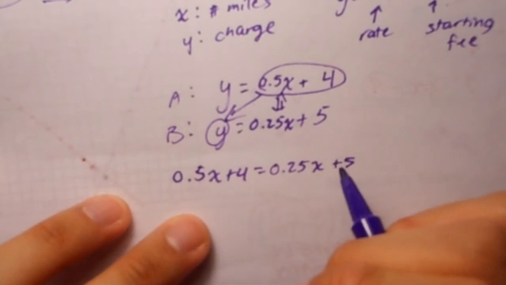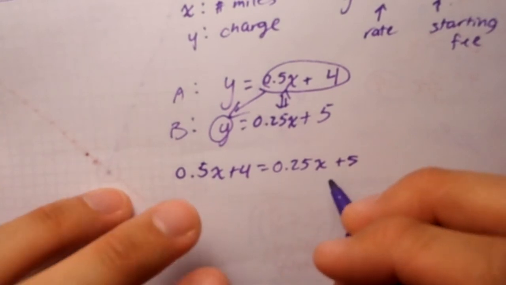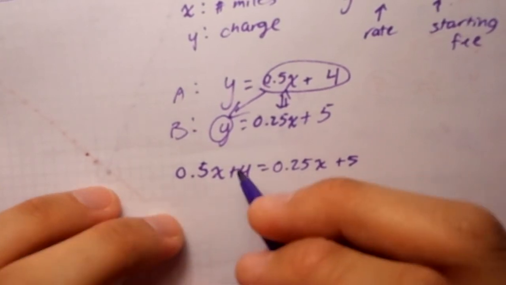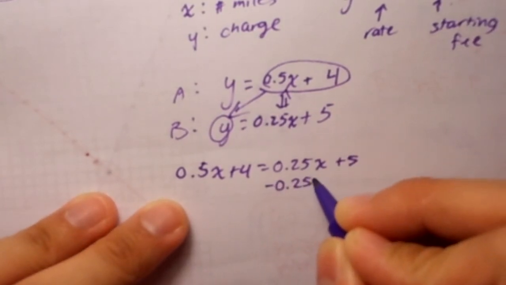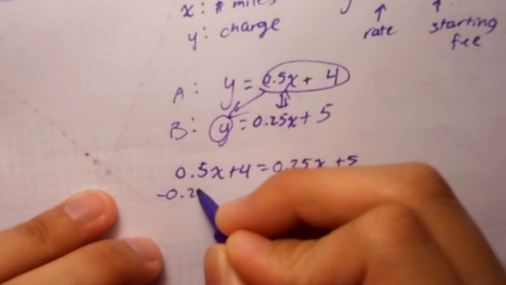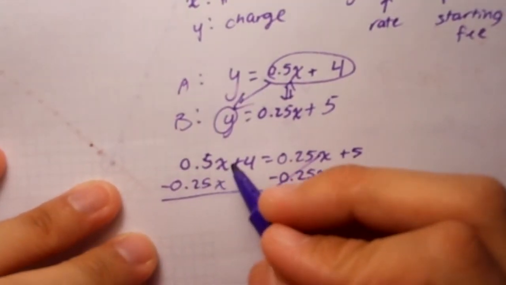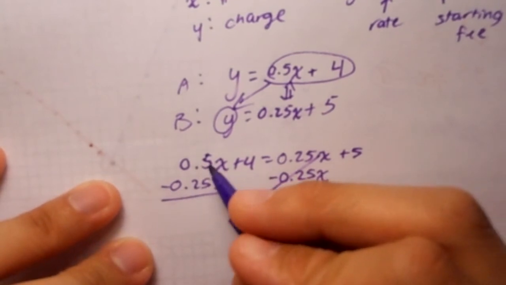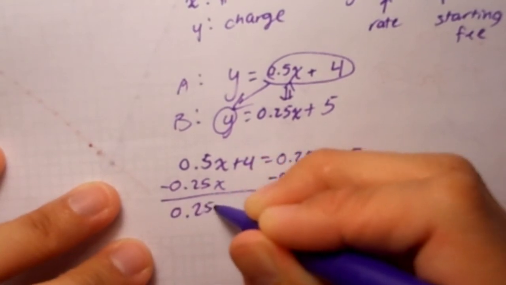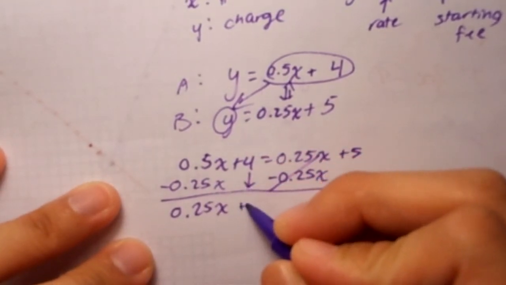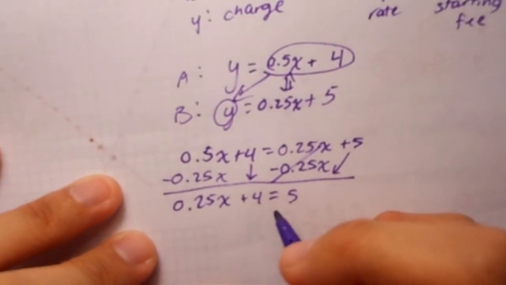So now we have an equation with variables on both sides. So let's move our variable over to one side only. Best method, move the smaller over to the larger. Alright, so 0.5 minus 0.25, or 50 cents minus 25 cents, is the same thing as 25 cents. And you still have this plus 4, and you still have this equals 5. Now you have your two-step equation.